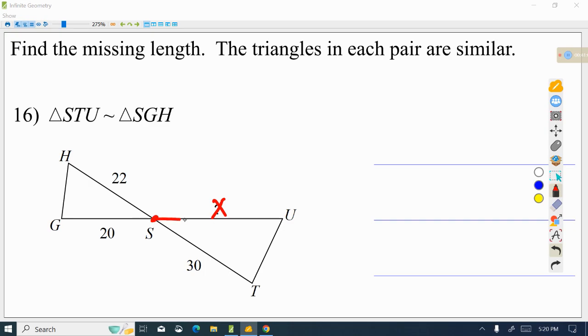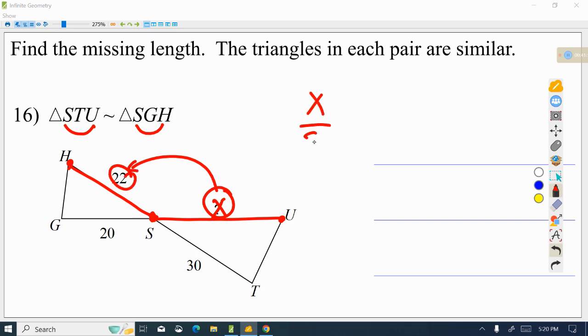So I'm going to darken this side right now. This is S-U, and I see S and U are the first and last letter. The first and last letter in the other one are S and H. So that tells me that X and SH are corresponding sides. So we're going to go ahead and put X over 22.